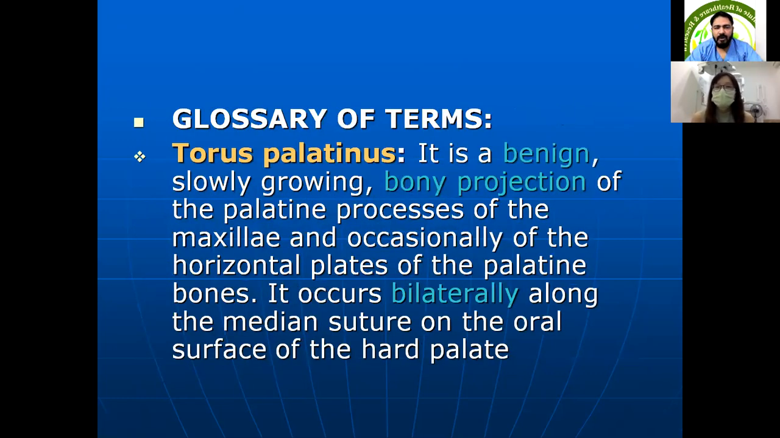Now, what is torus palatinus? Have you heard of torus palatinus? Yes, extra bone on the palate. Yeah, it is a benign, slowly growing, bony projection of the palatine process of the maxillae and occasionally of the horizontal plates of the palatine bones that occurs bilaterally along the median suture, midline, on the oral surface of the hard palate.